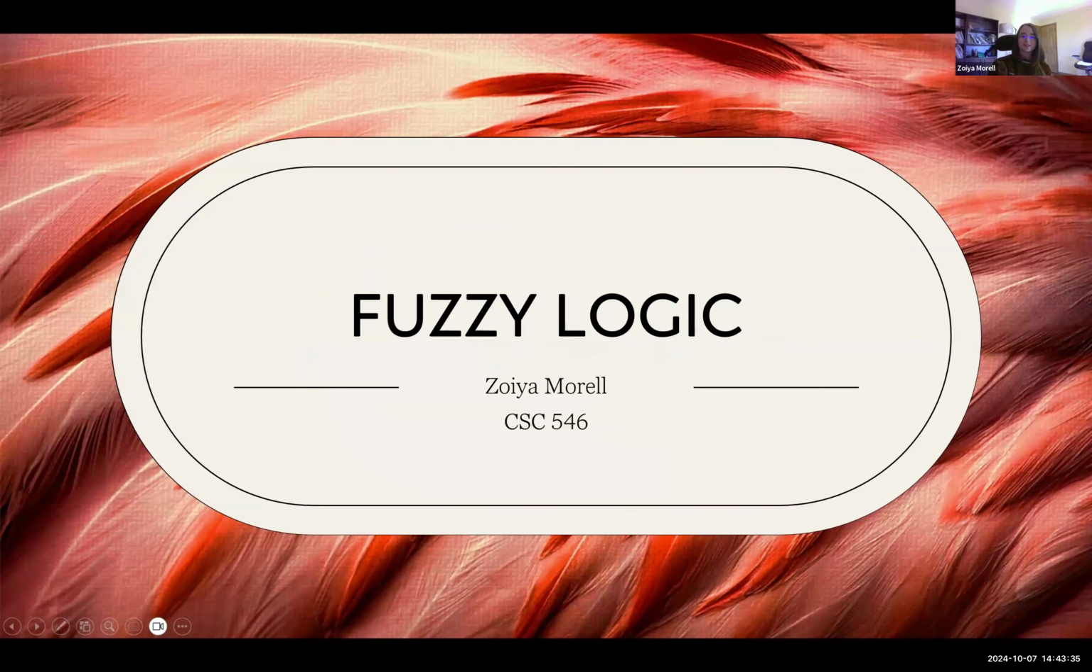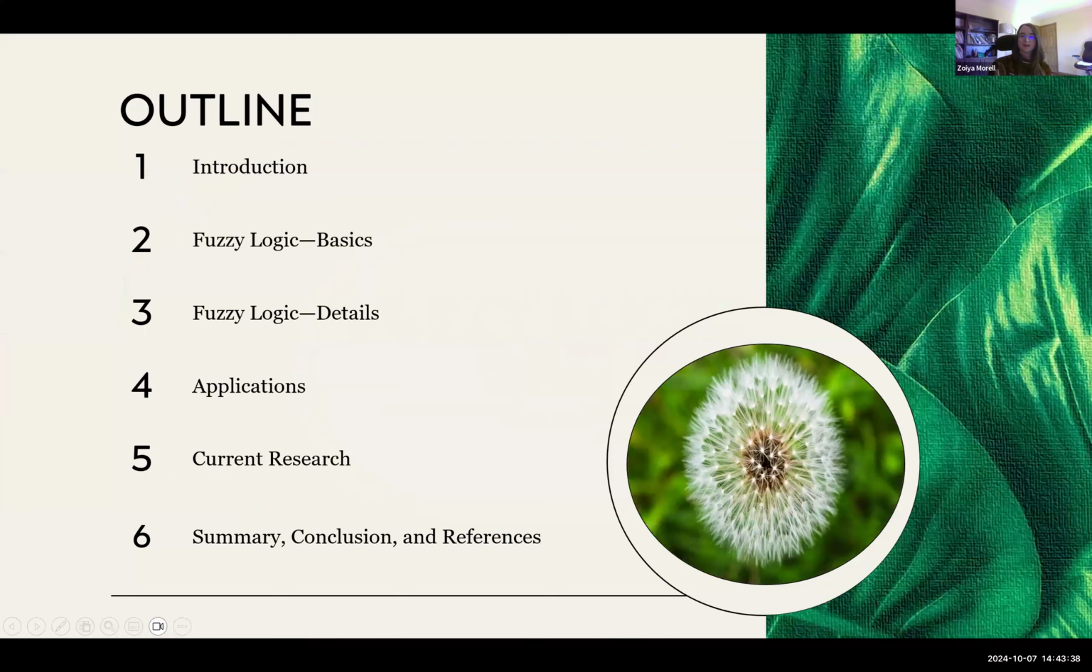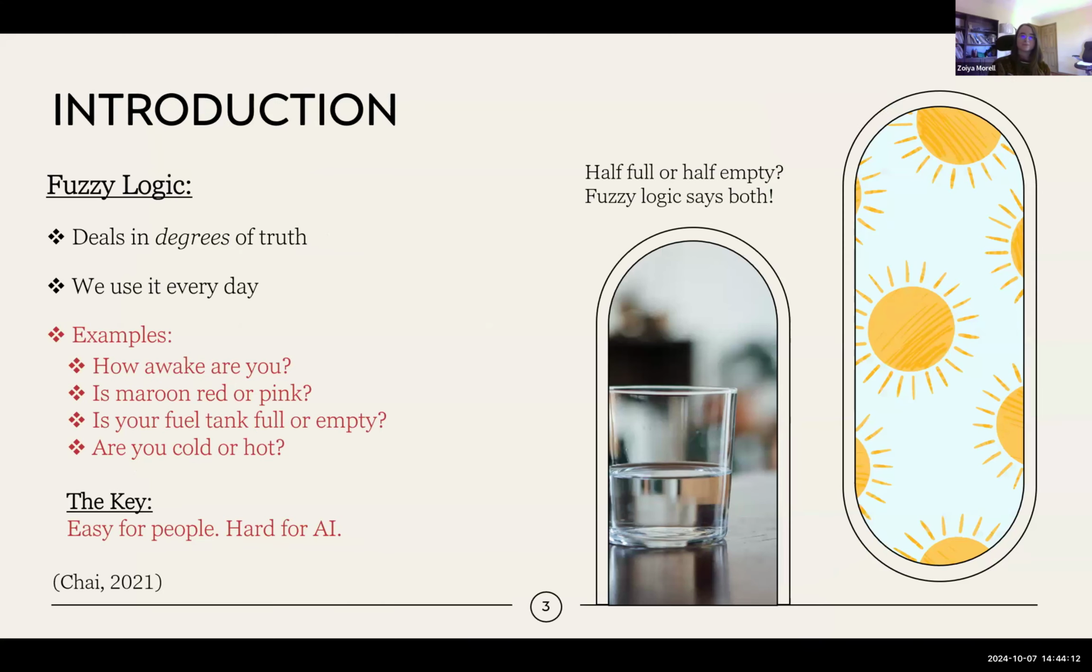So we're going to cover fuzzy logic today, and here is an outline of what we're going to go over. We're going to do a brief flyby over a bunch of stuff. We're not going to get too deep in anything, and I'll just give you the basics so you can dive into it more if you want. We'll have an introduction: what is fuzzy logic? We're going to cover the basics, the terms and definitions, and then we'll dive into details and the more complicated stuff. Then we're going to move into applications where we can use fuzzy logic, as well as where it's currently being used in research. And then we'll have our summary, conclusion, and references.